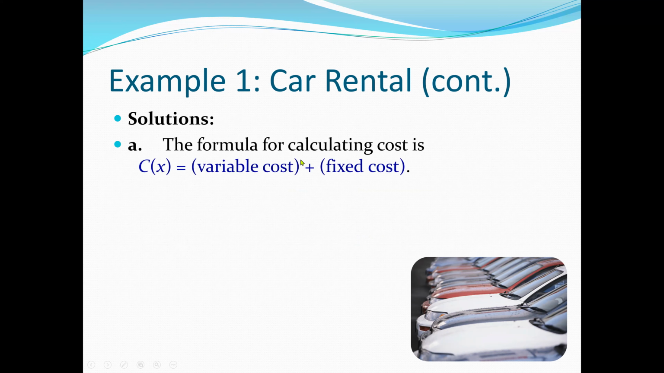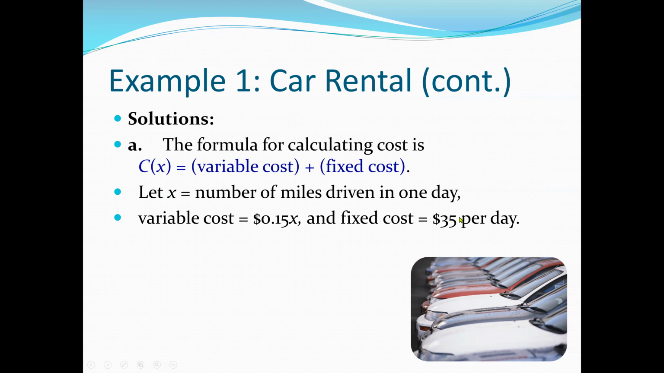So here we can see the formula for calculating the cost is C of x, because x will be our unit for the miles, x miles, is variable cost plus fixed cost. So we know variable cost, based on the question, we say let x represent the number of miles driven in one day. So variable cost, remember, is 15 cents per mile. So in dollars it will be 0.15. So variable cost will be 0.15x, but the fixed cost will be $35.